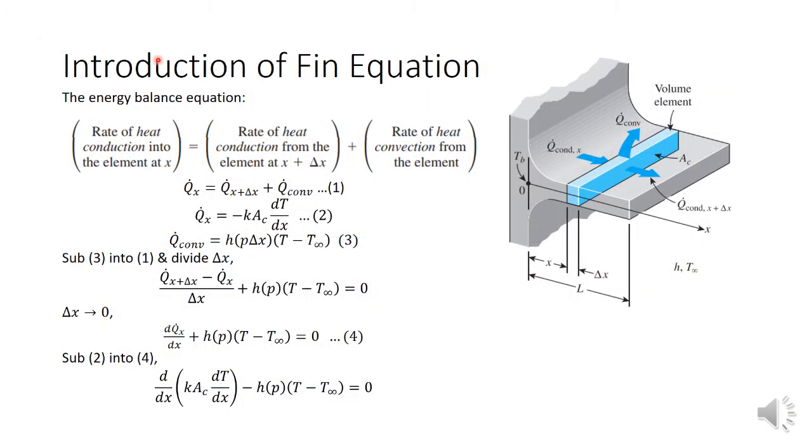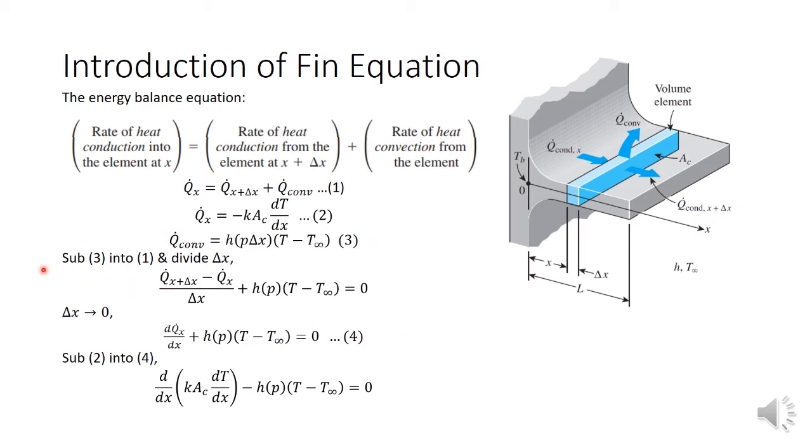Introduction of the fin equation. This is the energy balance: the rate of heat conduction into the element at X equals the rate of heat conduction at the element X plus delta X plus the rate of heat convection. The first is the general equation, the second is the Fourier law of heat conduction, and the third is the convection formula.